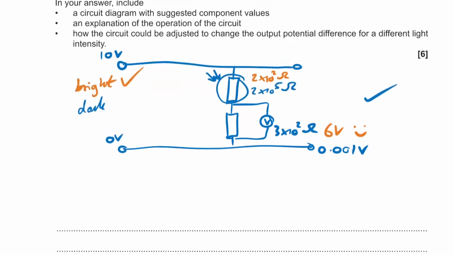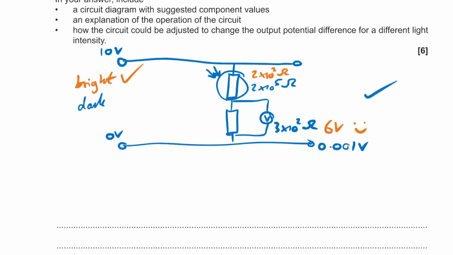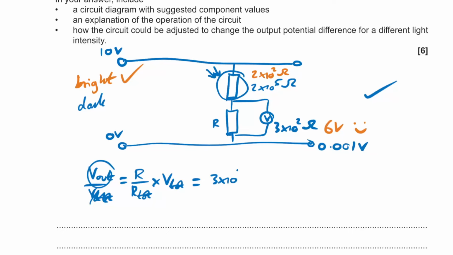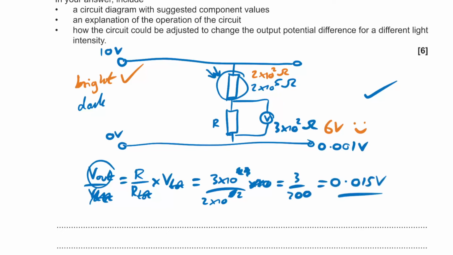Are they expecting us to calculate it when it's bright? Okay, fine, let's do that. So we can say that, of course, V out over V total is equal to R over R total. So we're looking for this. Let's just times that by V total. In other words, we have 3 times 10 to the 2 divided by 2 times 10 to the 5, and then we times that by 10. I can just call that times 10 to the 3, and this ends up being times 10 to the 2 on the bottom. So essentially 3 over 200. That is going to give us something like 0.015. But it is less than 1 volt, and that's the whole point.